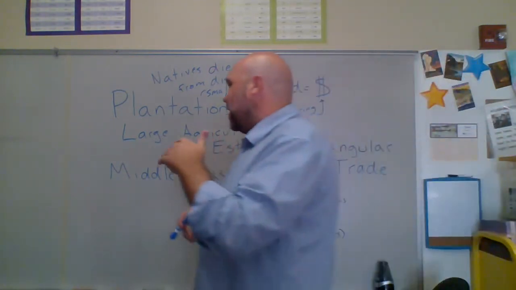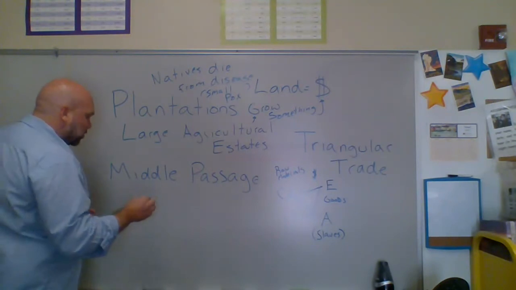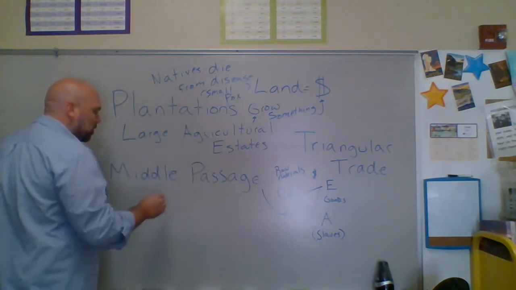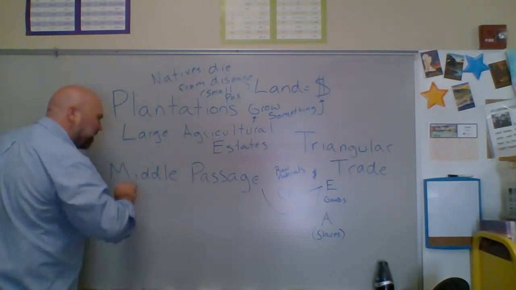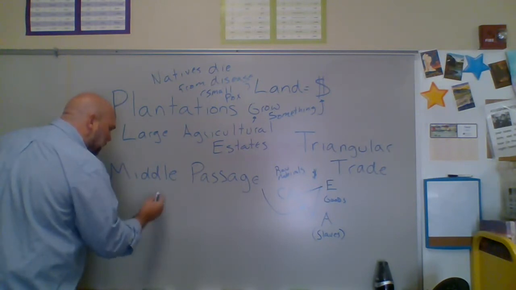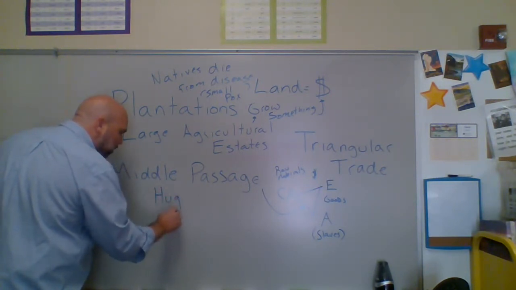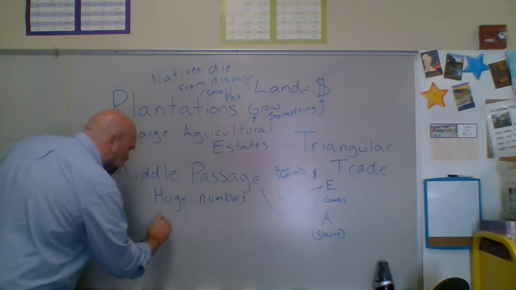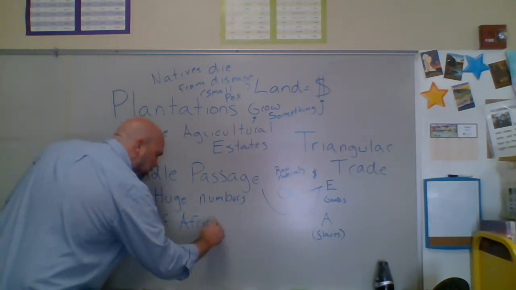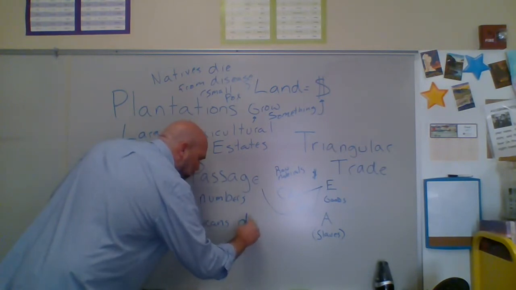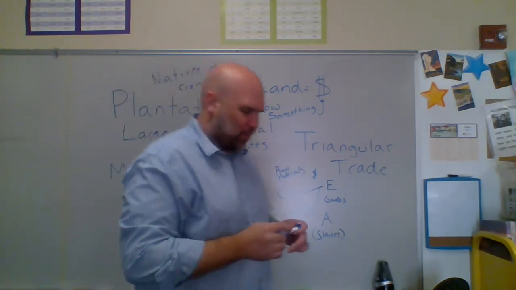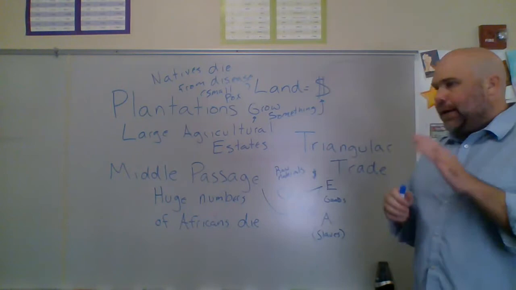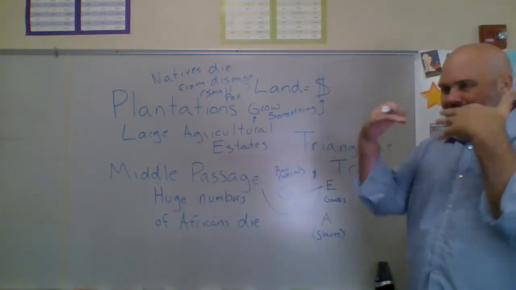This is a particularly negative thing. The Middle Passage is this part of it. With slaves coming to America, we're going to see a massive amount, I'll even use the term huge, numbers of Africans, unfortunately, are going to die. This is going to be a very terrible part of this triangular trade, this Middle Passage from Africa to America, and it's a very negative aspect of this entire thing.